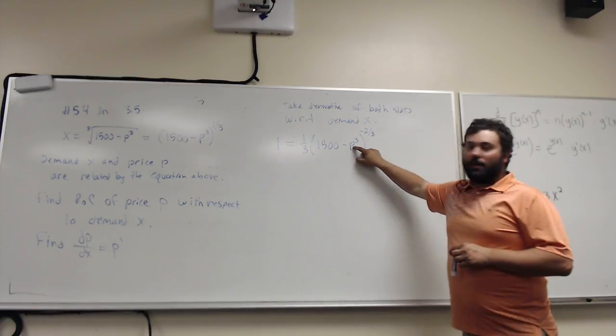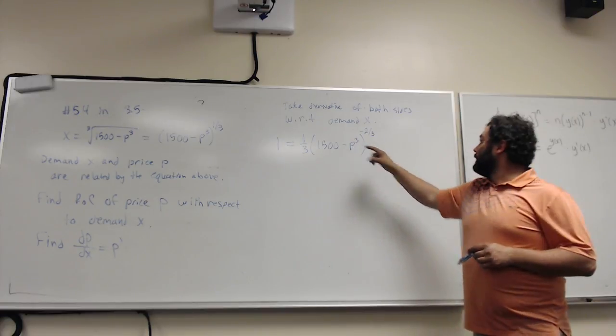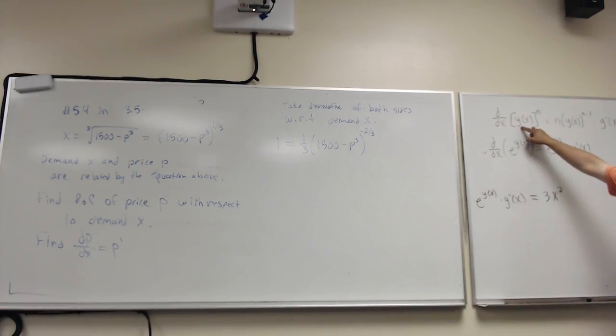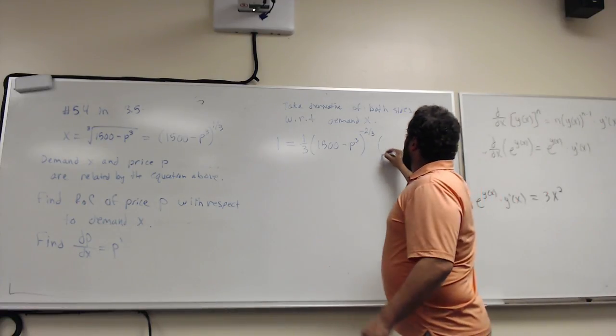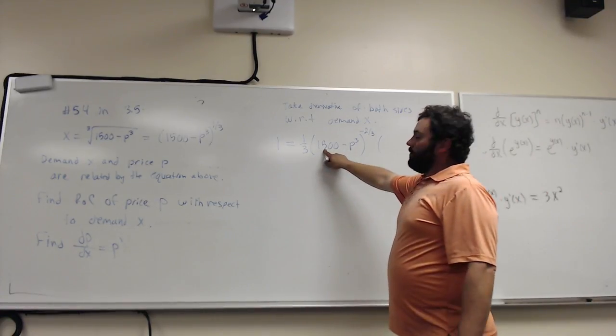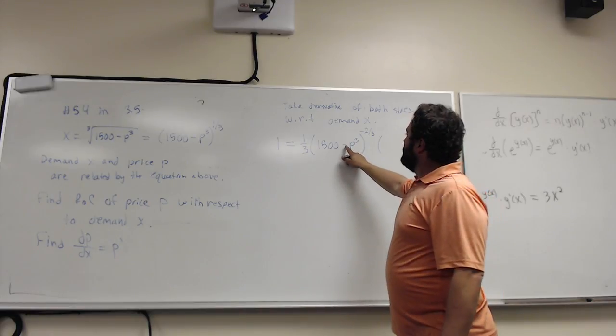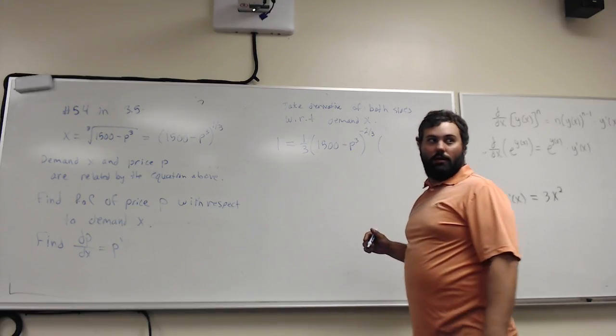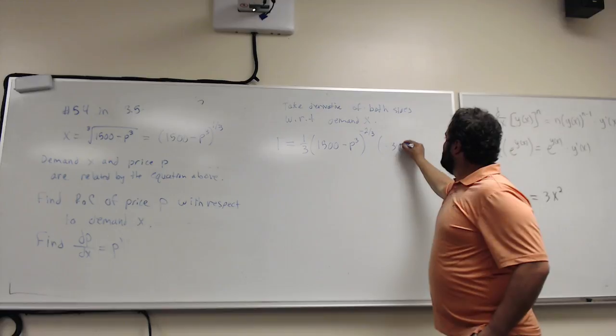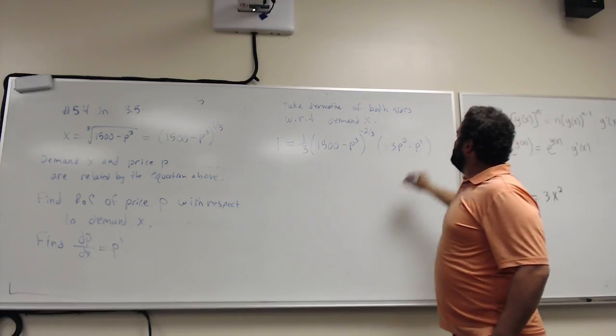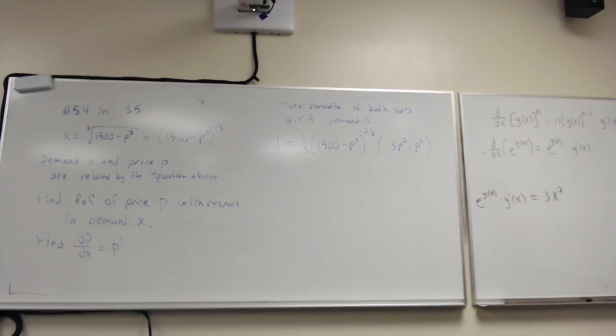Remember, p is p of x. So we're again essentially just using this derivative rule where p is replaced with p of x. So anybody have an idea? The derivative of the 1500 is 0. What's the derivative of the minus p cubed going to be? Negative 3p squared p prime. Yep. Right, it's really negative 3p of x squared times p prime of x.